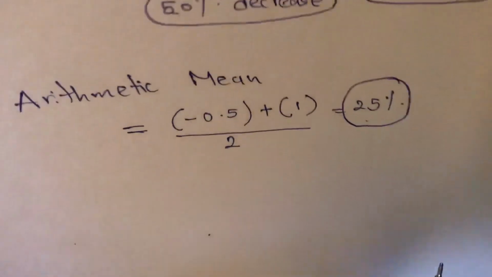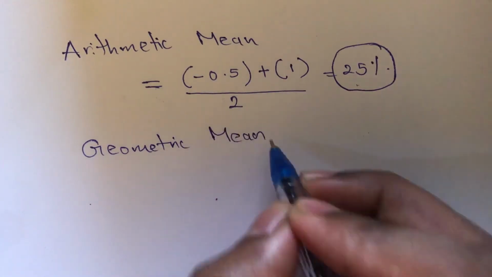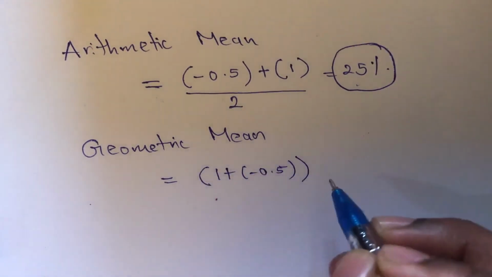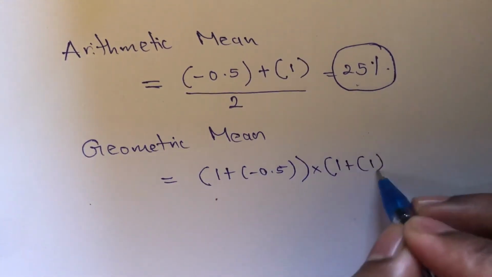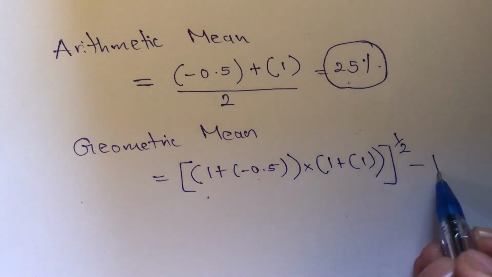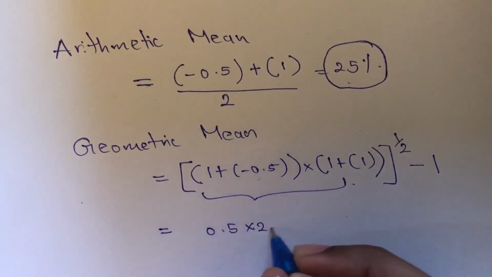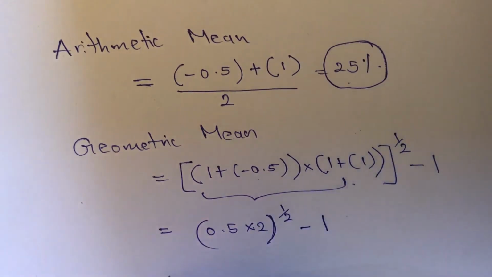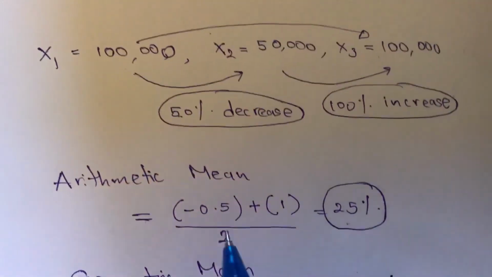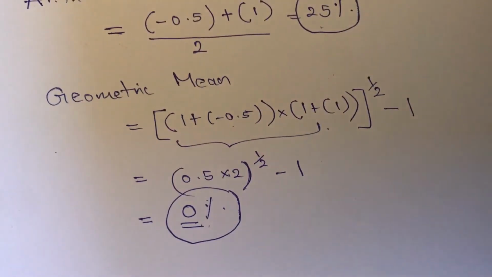But if we were to calculate the geometric mean, how would we go about this? Well, you would take 1 plus negative 0.5 times 1 plus 1, and you take the square root of this, because there are only two numbers, minus 1 in order to take the percentage value. Once you solve this, you would get 0.5 into 2, and you take the square root of that, minus 1, and you get 0. So this value actually represents what has happened here. Rather than the arithmetic mean value, the geometric mean value gives you a better representation.